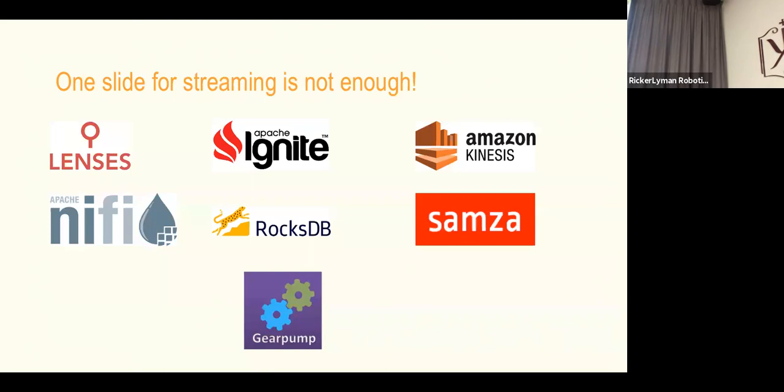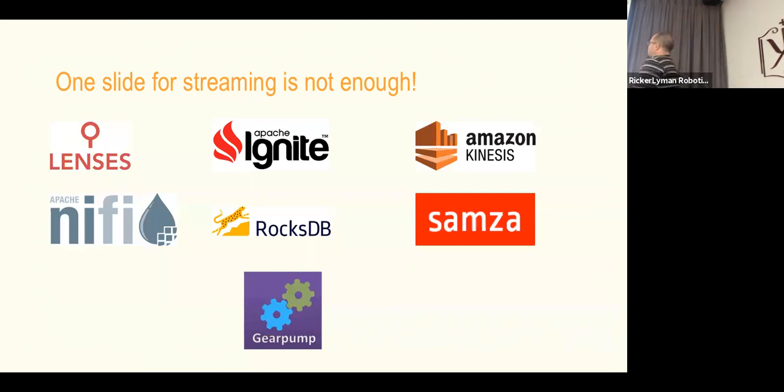Ignite and RocksDB are in-memory, high-speed, low-latency distributed databases that keep data in memory. Kafka uses RocksDB underneath for storing data in its storage. Right now they might be migrating from it to Scala, but right now it's RocksDB. Ignite does the same as well.